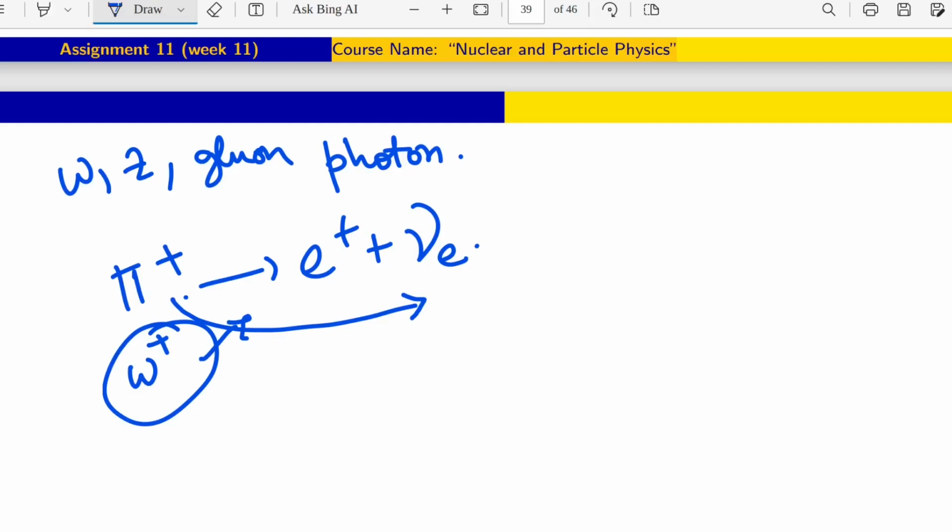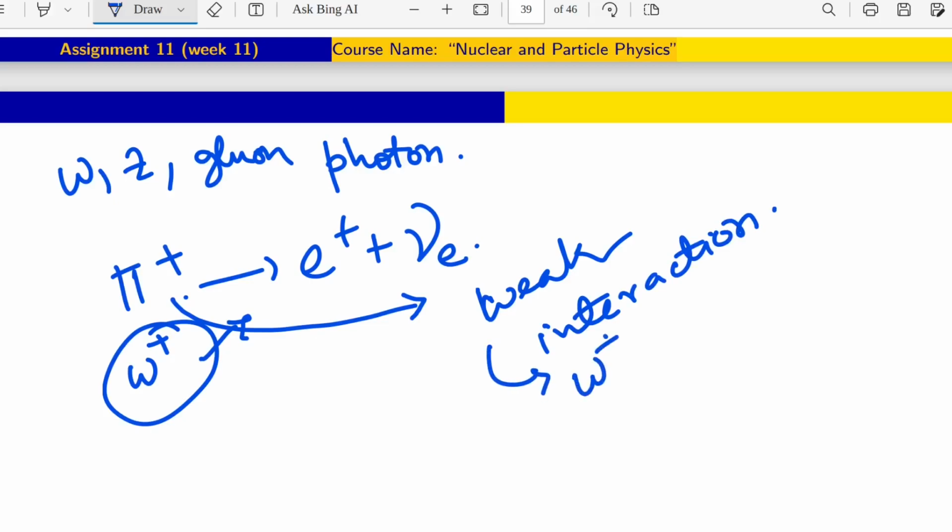because it is a weak interaction, as neutrino is present here, and the mediators for weak interactions are W plus, W minus or Z0. But Z0 can't be possible, because Z0 means there will be a similar particle on the left hand side and on the right hand side. But here in this case it is not like that.